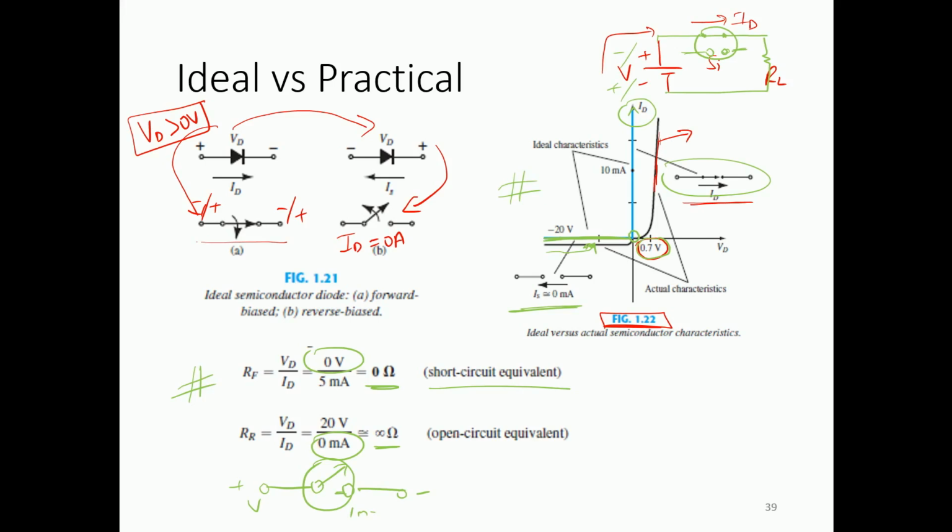In short circuit we have 0 resistance, in open circuit we have a high resistance, and in short circuit the voltage becomes 0. In open circuit the voltage is going to be the same as the supply voltage. Current in the open circuit becomes negligible, 0, because there is no path for the current to pass, but in short circuit we do get the flow of current. So these are the analyses between the ideal and practical diode.